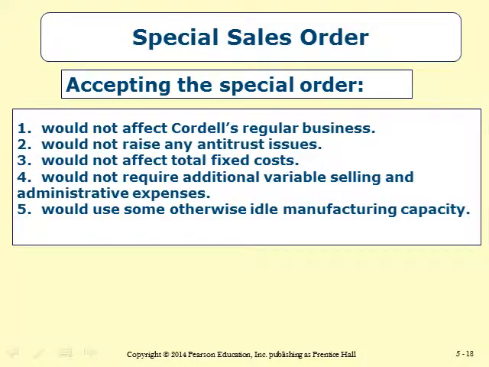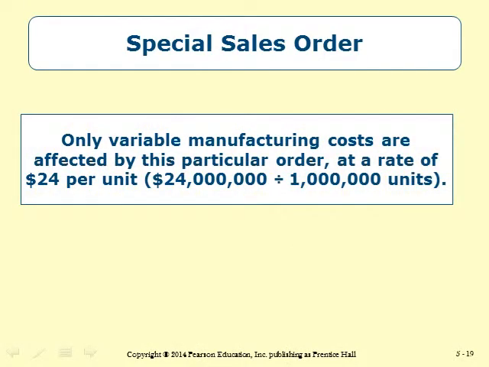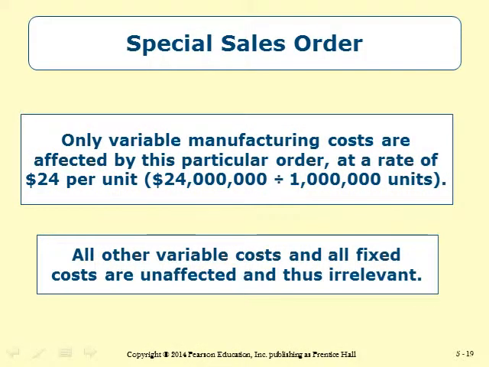Accepting the special order would not affect Cordell's regular business. It would not raise any antitrust issues, would not affect total fixed costs, would not require additional variable selling and administrative expenses, and it would use some otherwise idle manufacturing capacity. So with the special order, only the variable manufacturing costs are affected, at a rate of $24 per unit. All other variable costs and all fixed costs are unaffected and thus irrelevant.